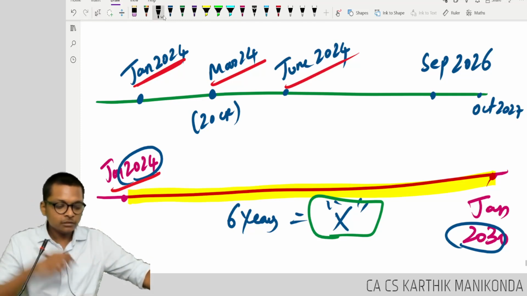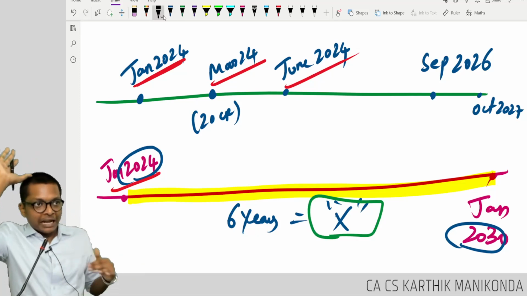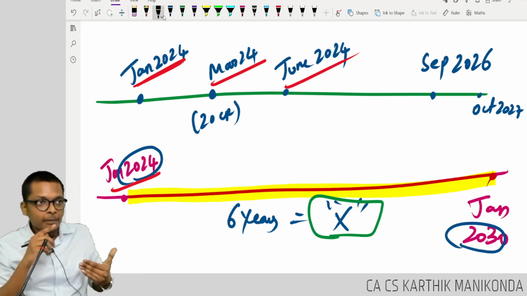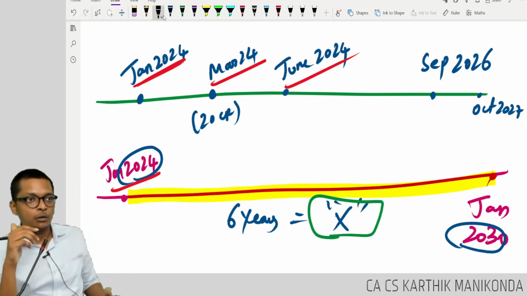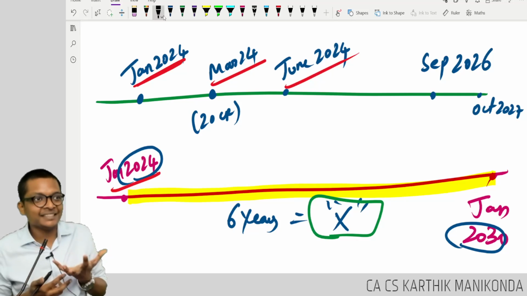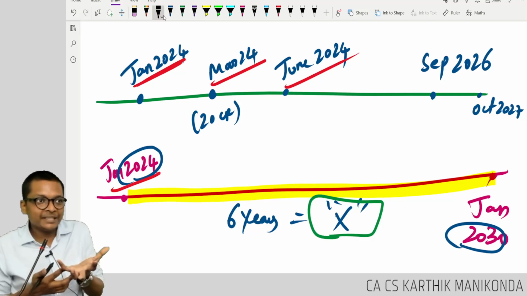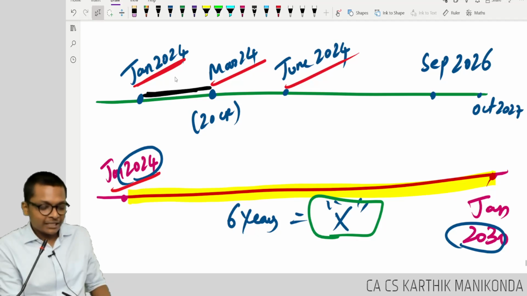How many of you say Jan? Nobody says Jan? Jan is when I took the loan. I might have taken the loan today, but I might start construction after 5 years. Will I capitalize for 5 years? Sir, what will I capitalize? The asset itself is not there. I can capitalize only if the asset is there. One base should be there. So in this period, there is no asset, so I can't capitalize here.